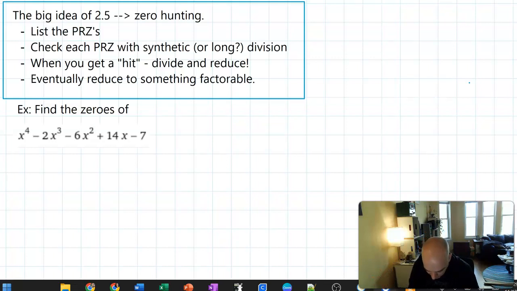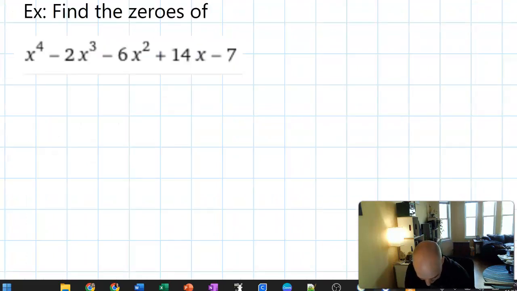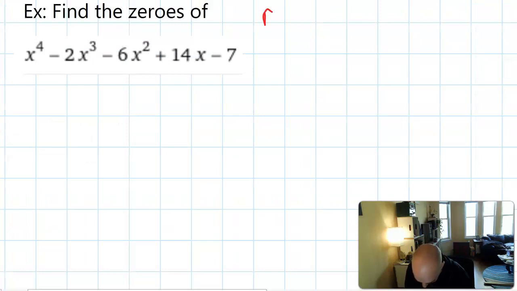So we'll have just one example in this video, and here it is. We're going to find the zeros of this polynomial right here. So the first thing we have to do is list out the possible rational zeros. I'm going to make a list up here.